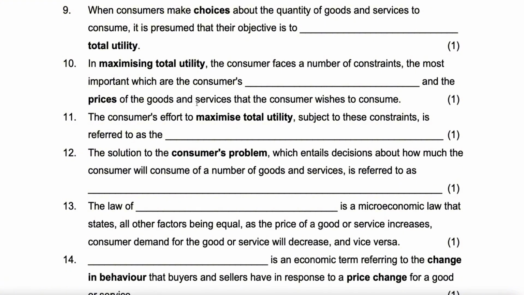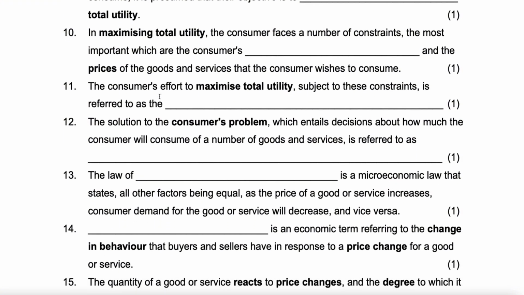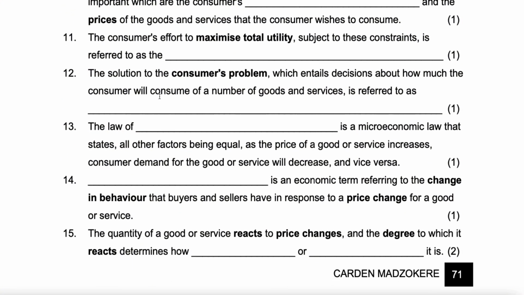Now, the budget is, of course, determined by your income, and the price is an objective concept because you have no control over it, right? Now, the consumer's effort to maximize total utility subject to these constraints is referred to as the consumer's problem. Then the solution to the consumer's problem, which entails decisions about how much the consumer will consume of a number of goods and services, is referred to as consumer equilibrium.